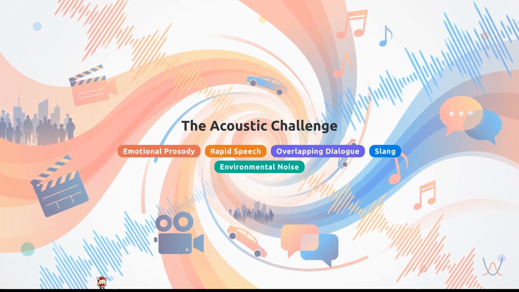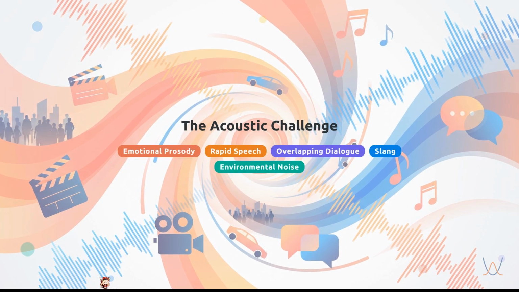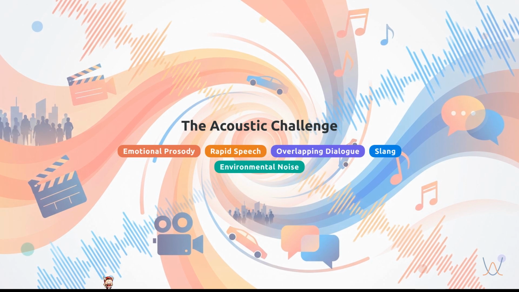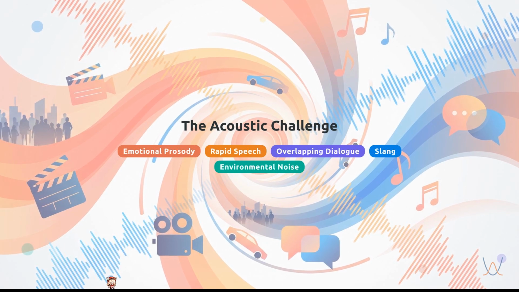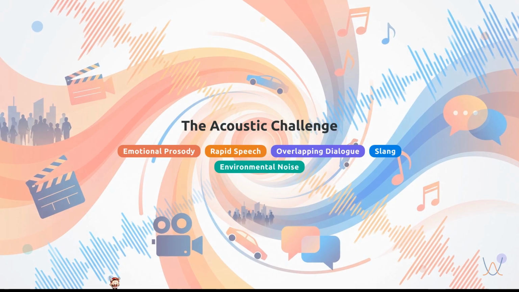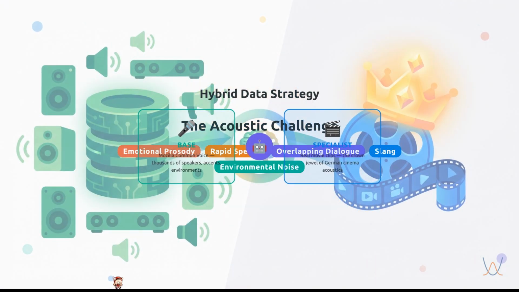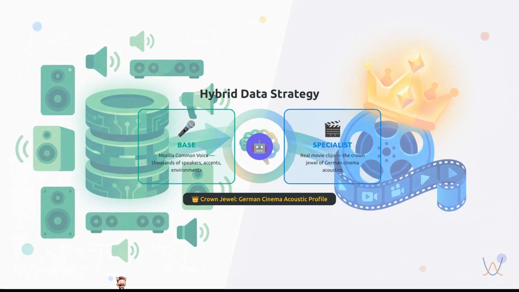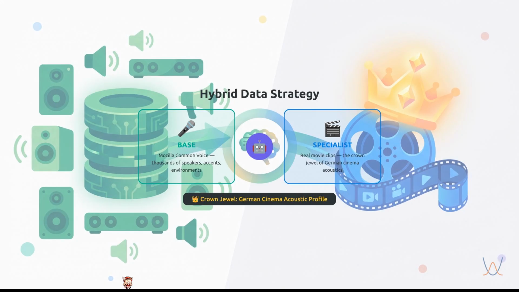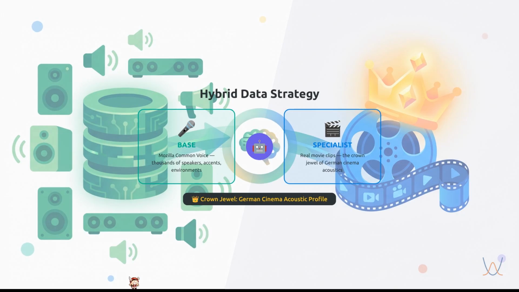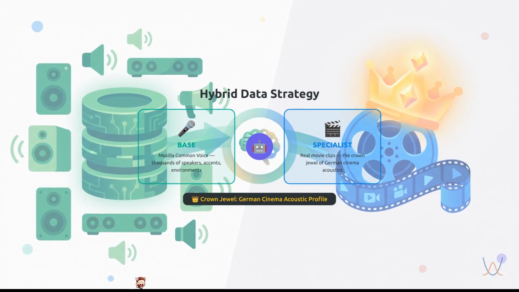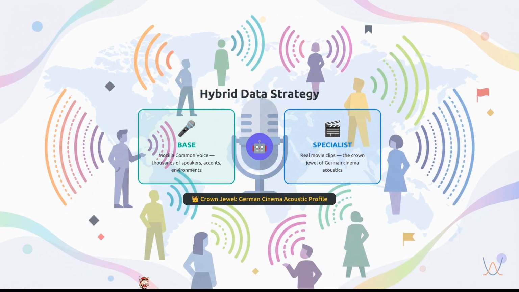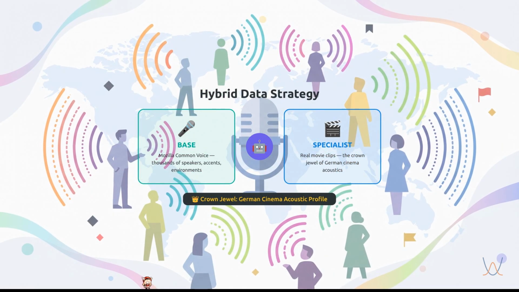But learning from movies means a unique acoustic challenge: emotional prosody, rapid colloquial speech, overlapping dialogue, slang, and environmental noise, music, street sounds, everything. Our data strategy is hybrid. The base layer uses Mozilla Common Voice for German, the gold standard of open source ASR data. Thousands of speakers, accents, and recording environments help prevent overfitting to a single clean sound. The specialist layer, our local collection of actual movie clips, is the crown jewel. That's where the real acoustic profile of German cinema lives.